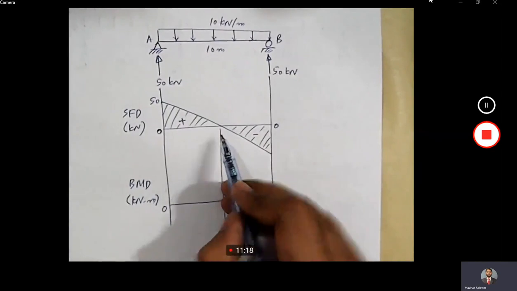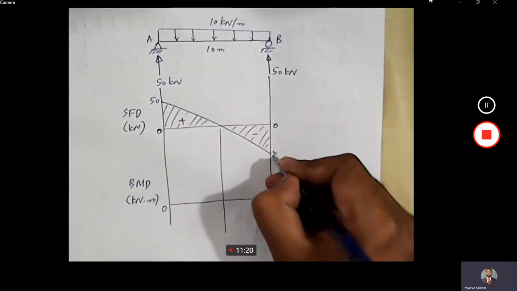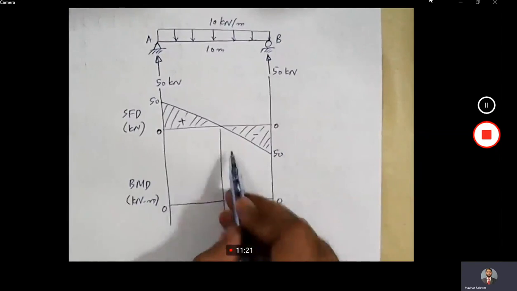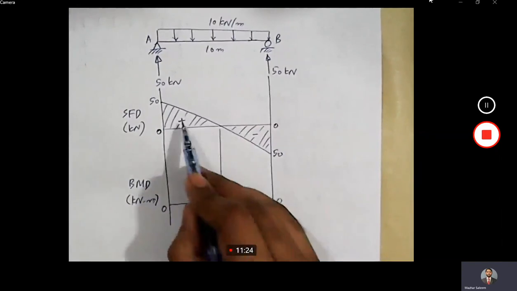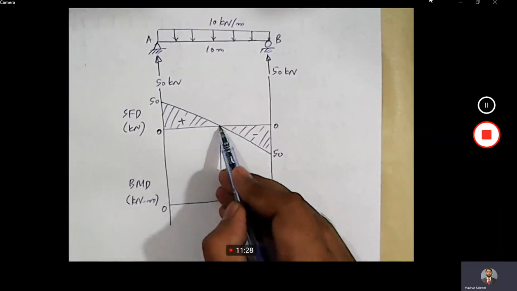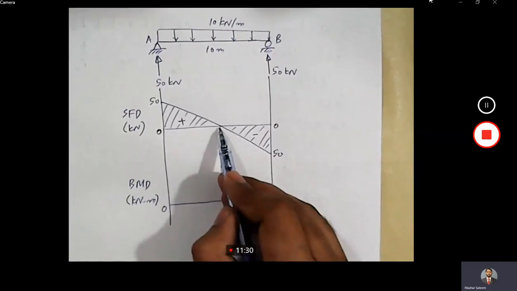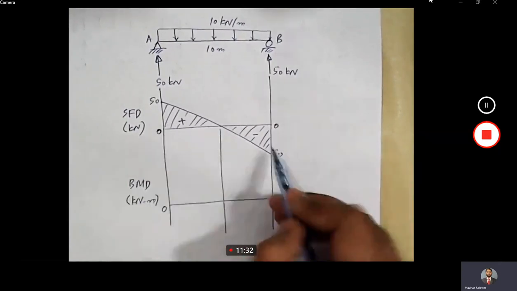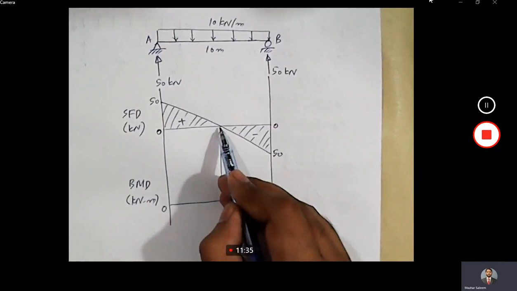The point of 0 shear. If we look at this diagram, this is 50 and this is 50. So by using the concept of similar triangles, we can see that this point is at mid span, right? 50 here, 50 here. So this is crossing the point at mid length.